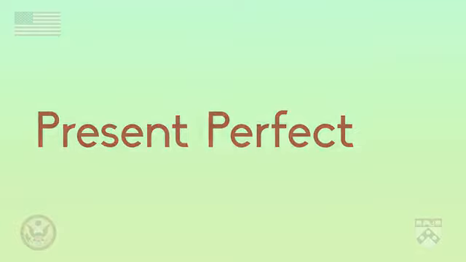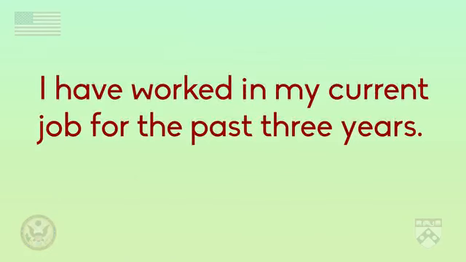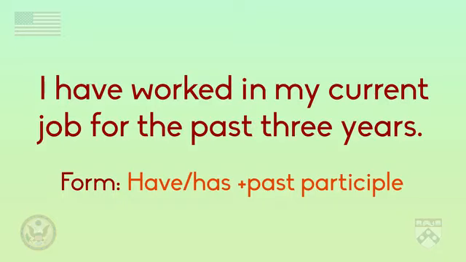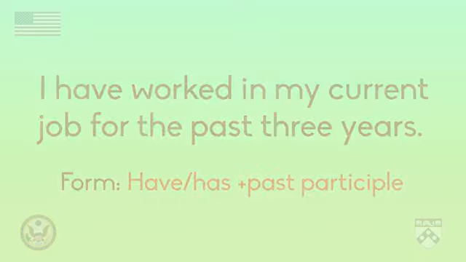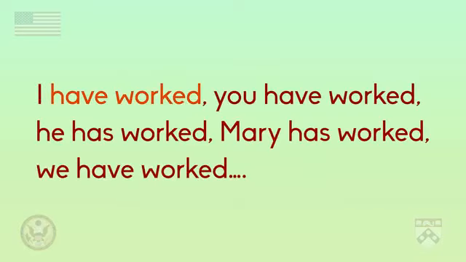Next, let's look at the present perfect. Like the simple past, there are regular and irregular verbs. In the example, I have worked in my current job for the past 3 years, the verb worked is a regular verb. We use the verb have or has plus what we call the past participle to form the present perfect. In this case, the past participle is worked. So we could say, I have worked, you have worked, he has worked, Mary has worked, etc.